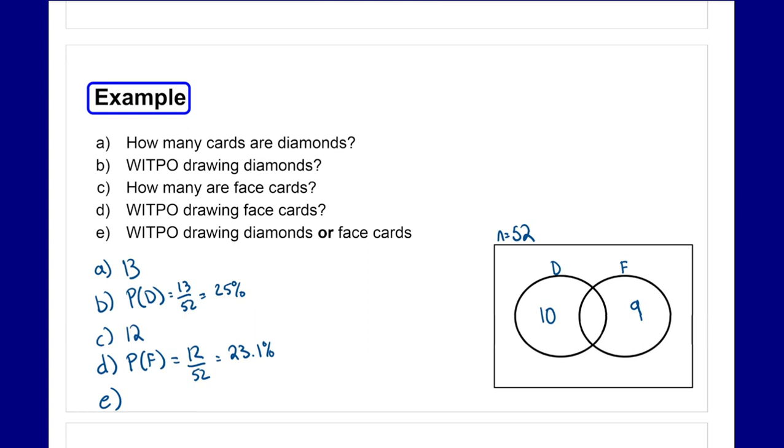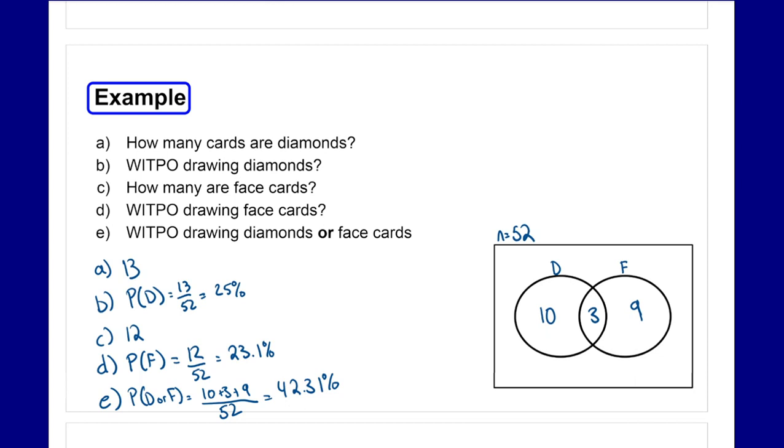So when we look at this, there are actually 22 outcomes that we could have. So the probability of a diamond or a face card is equal to not 13 plus 12, but 10 plus 3 plus 9 out of 52. So those are all those outcomes. Which is approximately 42.31%. So it's not the same as what we did in the last example with the mutually exclusive. There's something different that we have to take into consideration here.